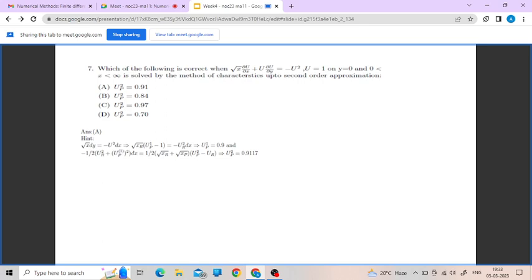And this is the method of solving a hyperbolic equation using the method of characteristics. The equation will be given to you, and you have to find the characteristic. So just find the characteristic, and using the characteristic method you will get the solution. In the next question we did it for second order approximation. Fine.